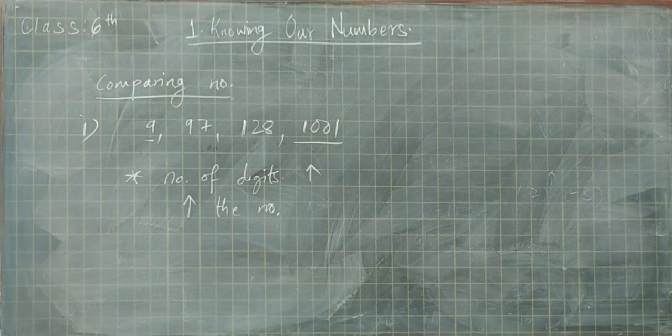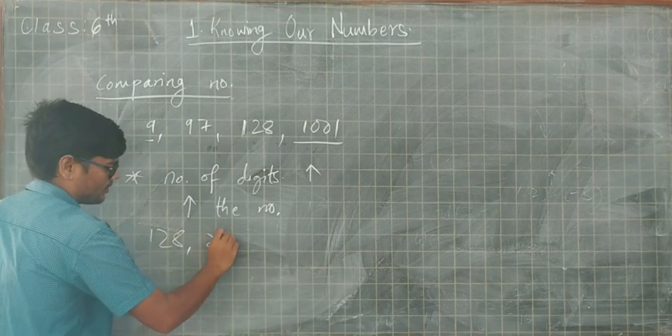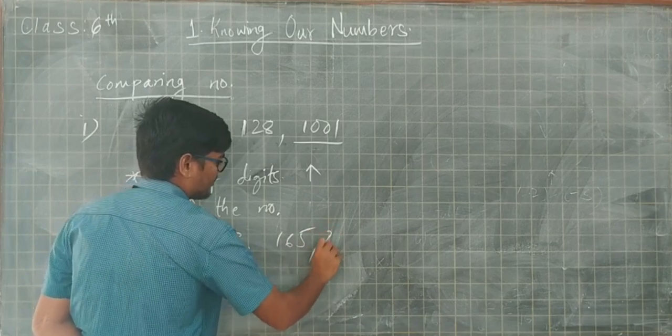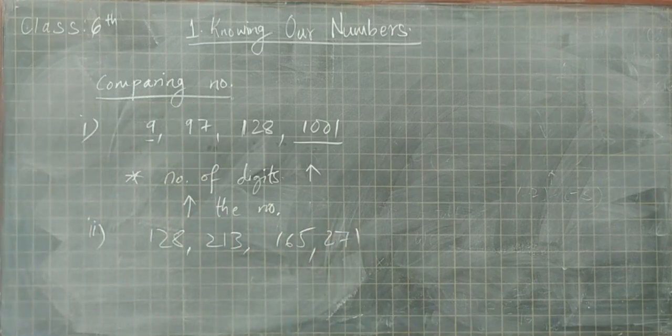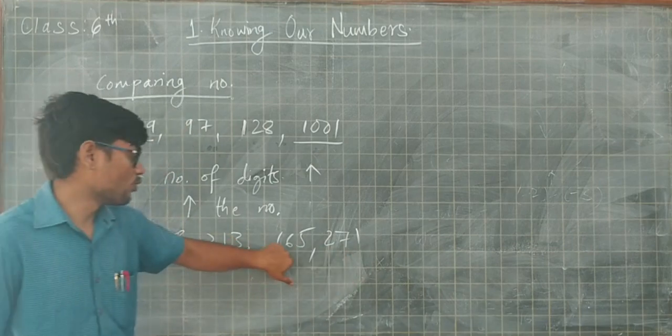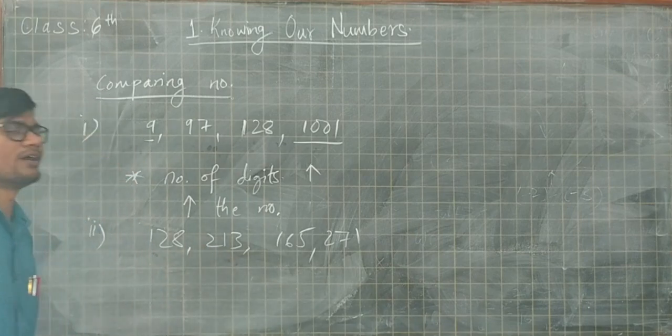And second, what happens when all the numbers given have the same number of digits, like 128, 213, 165, 271 and so on. I have taken only these four numbers: 128, 213, 165 and 271. We see that all the four numbers are 3-digit numbers. So if we look at the number of digits, we will not be able to decide, because all the numbers have 3 digits. Then what do we have to do?